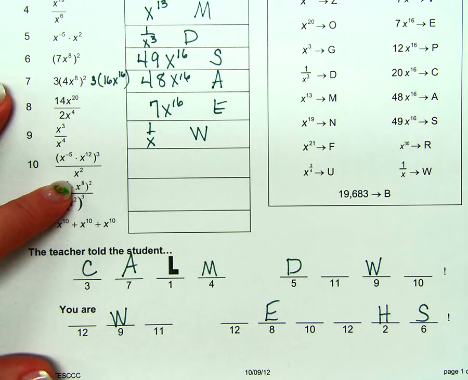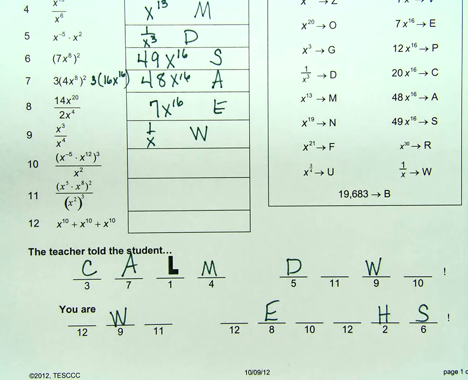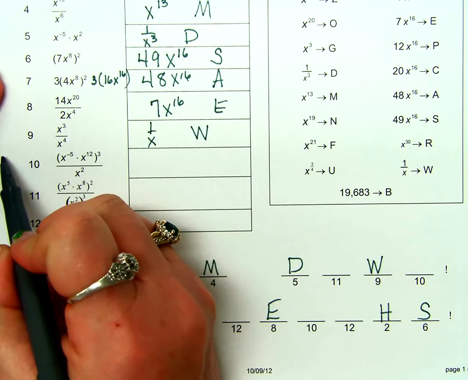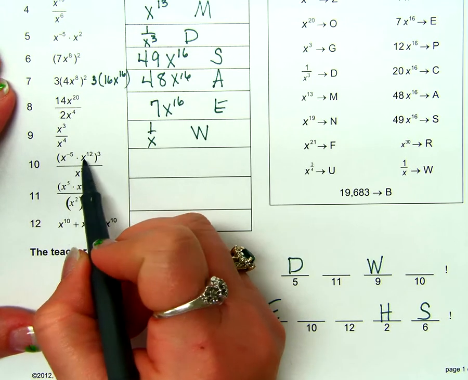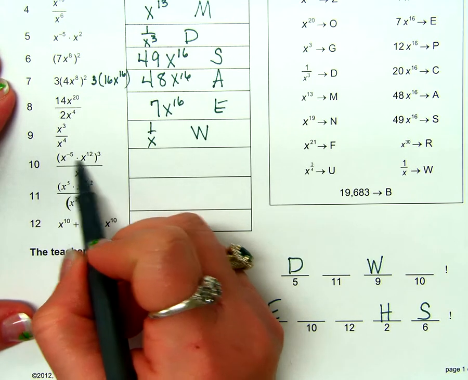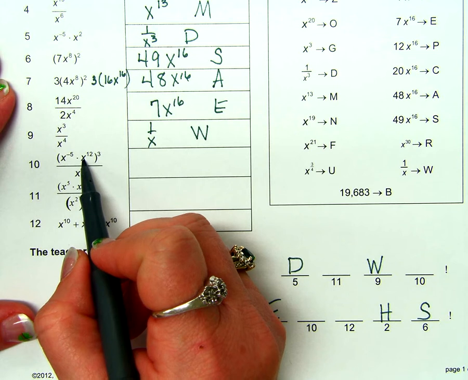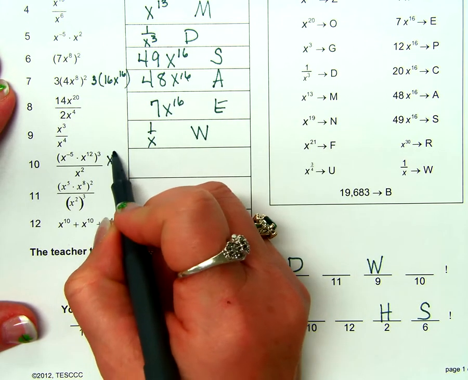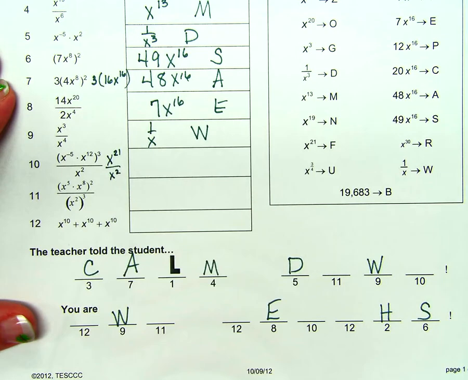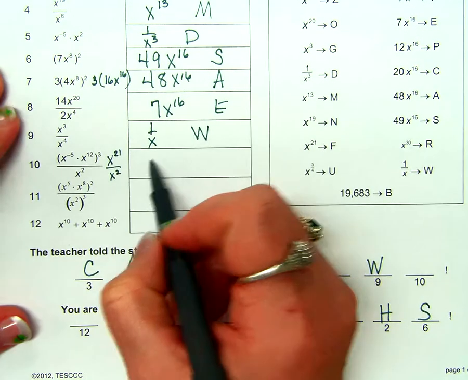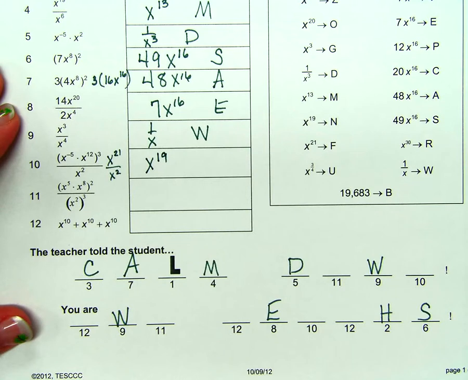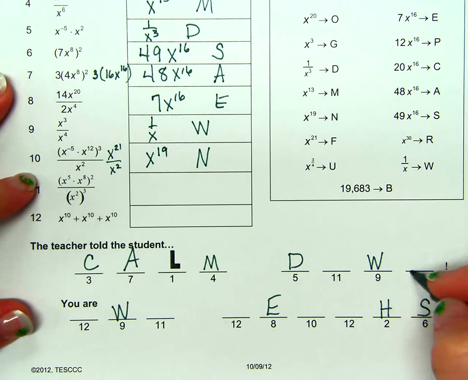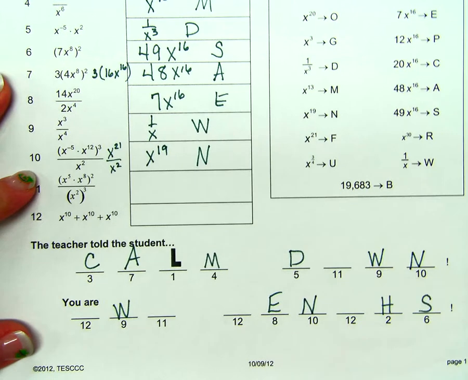And then 10. This one's not hard, it's just lots of steps, right? I have to cube everything first. Oh, I can combine these first, though, can't I? That'll make things a little easier. Get x to the 12th. And get x to the 7th. So x to the 7th to the 3rd is x to the 21 over x squared, which would give me x to the 19th, which is N. So 10 is N. Ooh, there's 2 of those too.